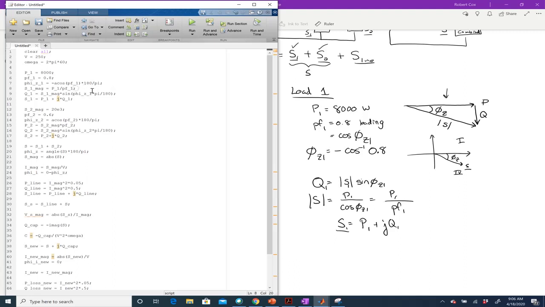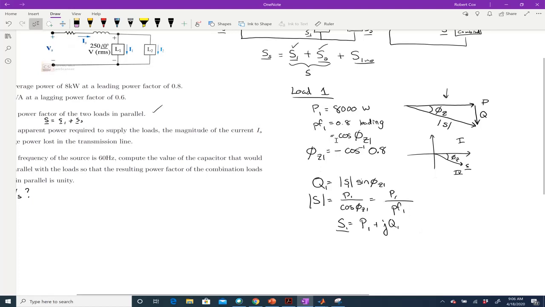So the magnitude of S1 is P1 divided by the power factor. My Q is the magnitude of S1 times the sine of that angle. Now again, note that I multiply by pi over 180 because my angle here is in degrees, right? I made my angle in degrees, so I'm putting it back into radians. And so my S1 is P1 plus JQ1. Okay. All right, so we could determine what those values are. We'll get the numbers here in a little bit.